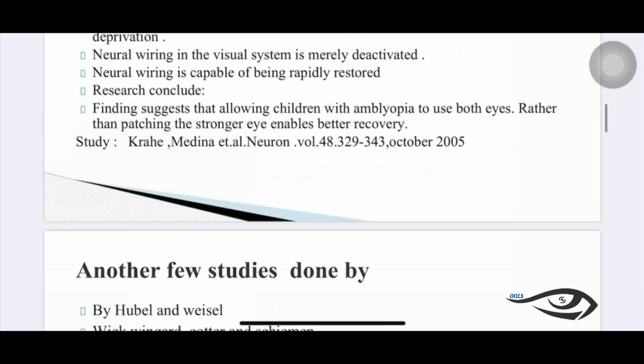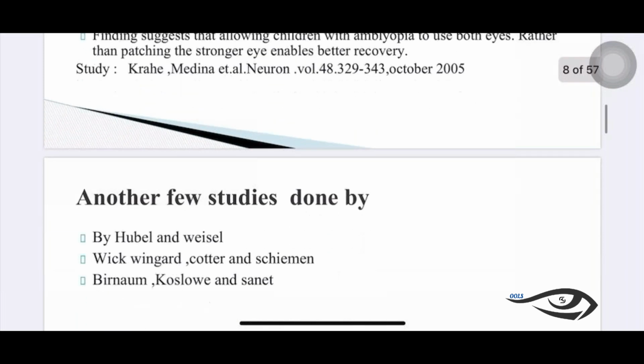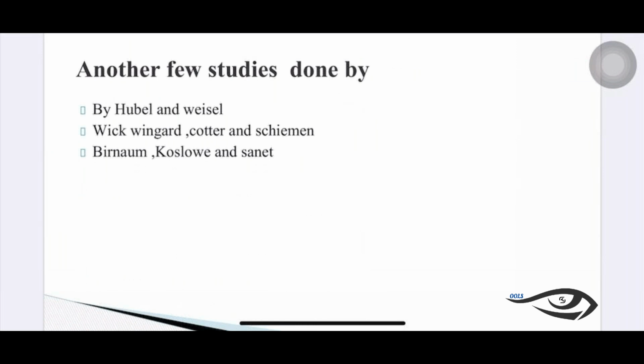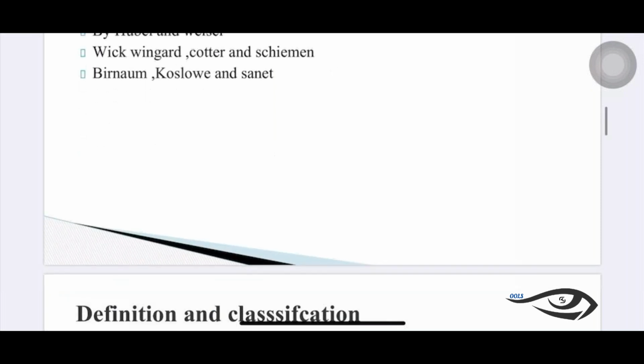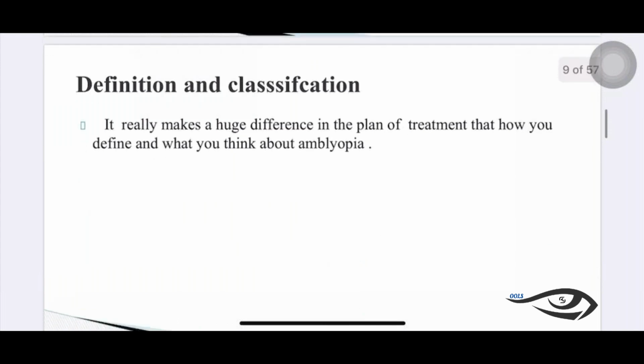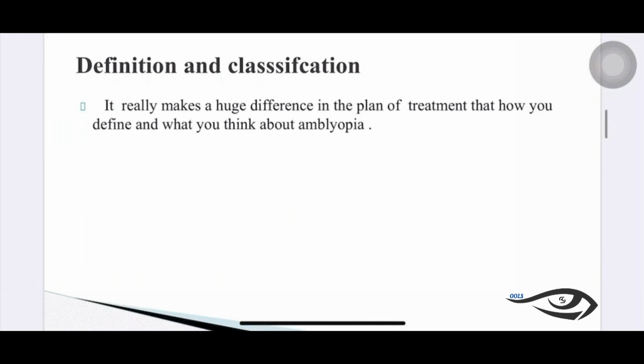And there are a few more studies done by Hubel and Wiesel, Vicard and Burnham. They suggested that we can treat amblyopia. Even Hubel and Wiesel have done a very good study: if we patch one eye for a longer time, it can reduce the neuronal connection to the brain. So now we'll talk about the definition and classification a bit.